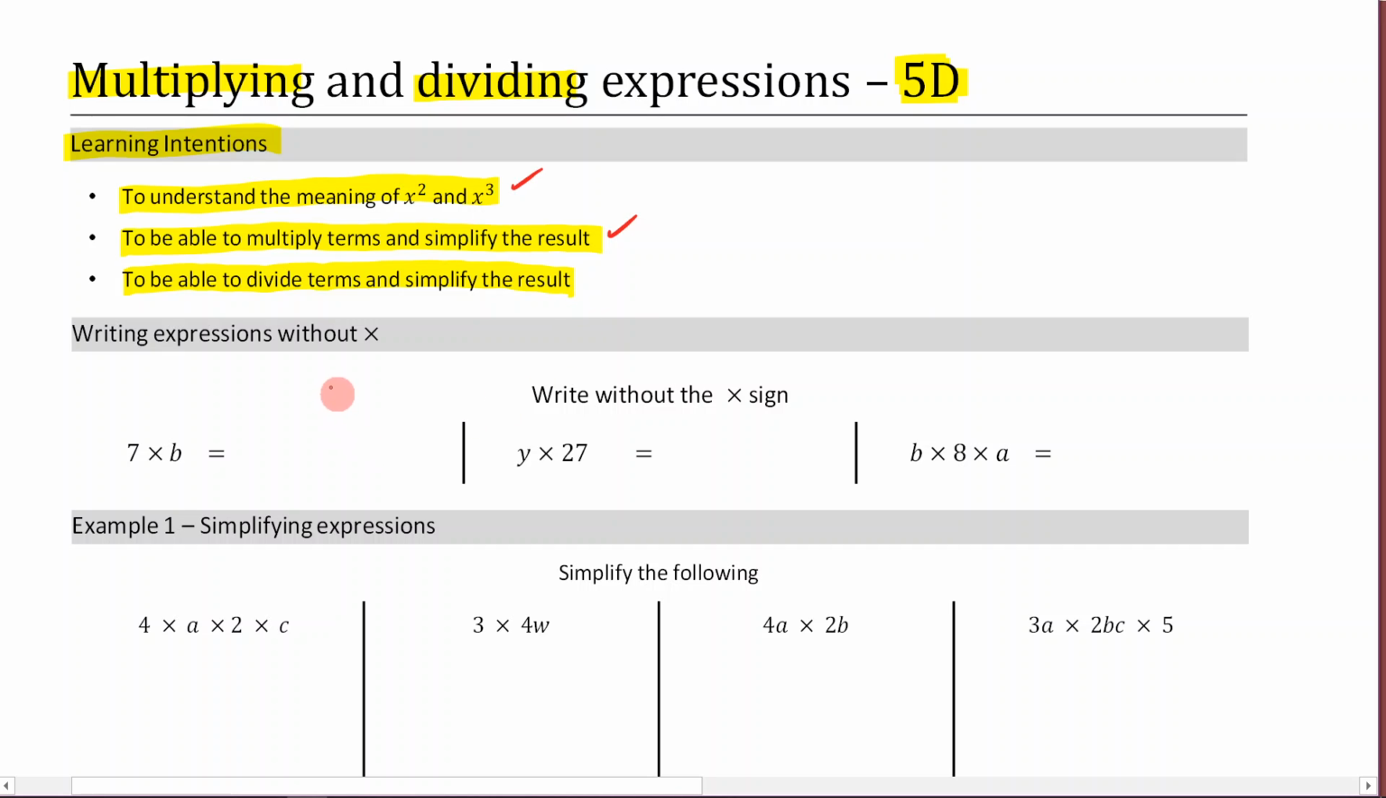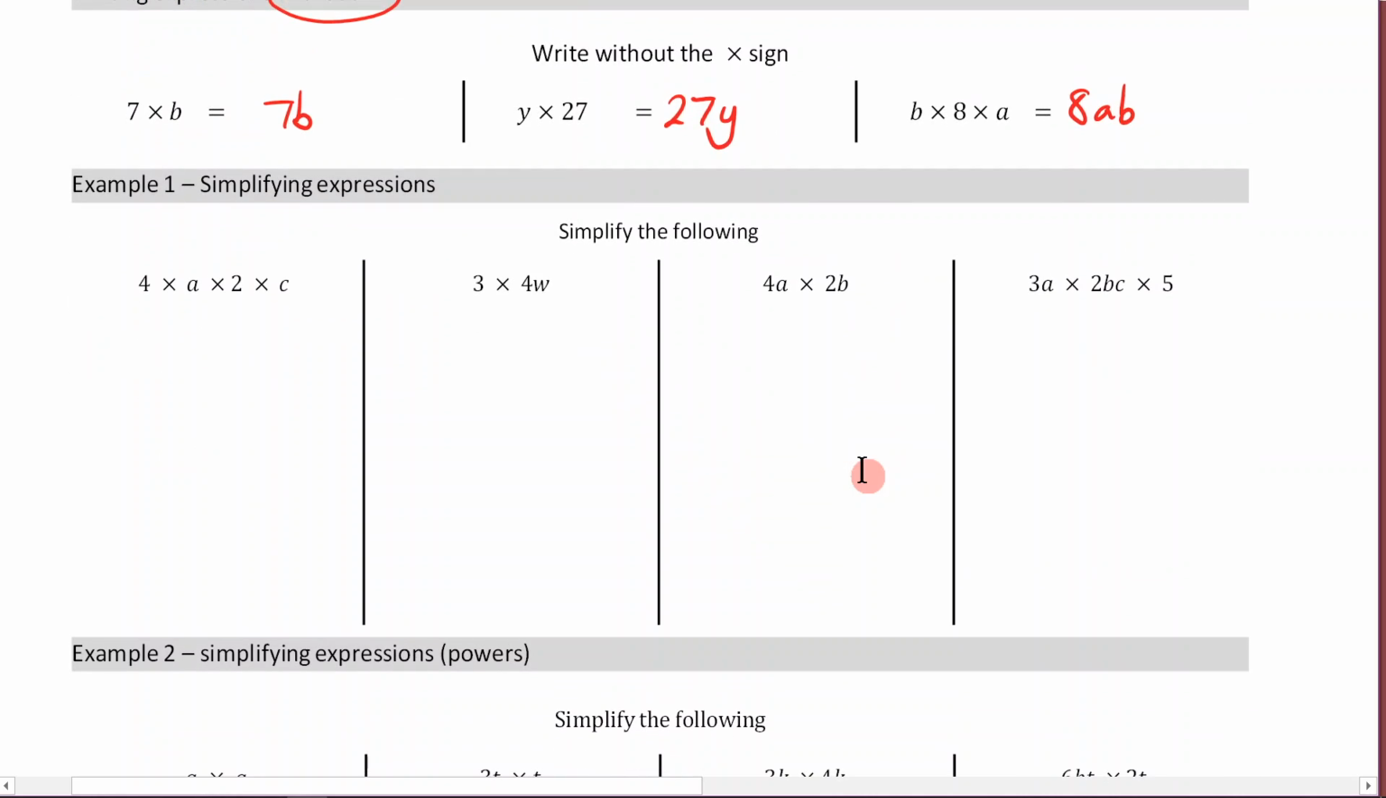Okay, first thing, we're just going to remind ourselves that in algebra, we don't like writing expressions with a multiplication sign. So if we were to write the following without the multiplication sign, instead of writing 7 times b, we'll just write 7b. Instead of writing y times 27, we will just write 27y, remembering to put that number to the front. And then over here, instead of writing b times 8 times a, we would write 8ab. Perfect. So we've seen this before. What we're now going to do is move on to something a little bit more challenging.